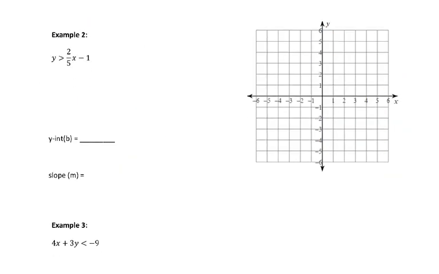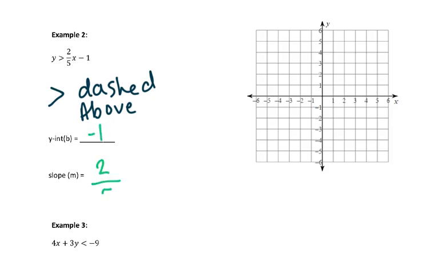All right, let's do 2 more. Oh, nice. This one is already in y equals mx plus b. So we're going to look at the symbol. This is going to be a dashed line. If you notice, you don't physically see a solid line in the symbol, which tells us it's dashed. It's also a greater than symbol, so this means we're going to be shading above. Okay, let's see. Our y-intercept is negative 1, and our slope is positive 2 over positive 5. So that's up and right, or down and left.